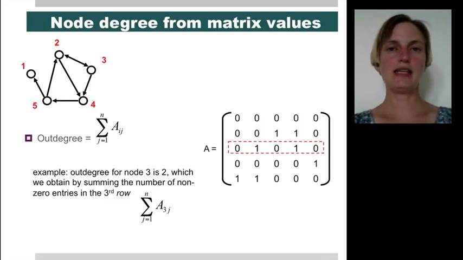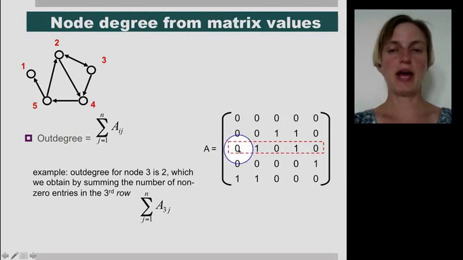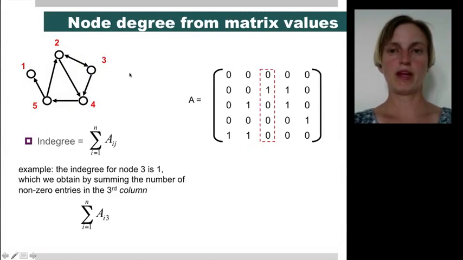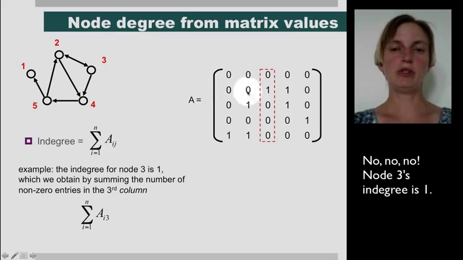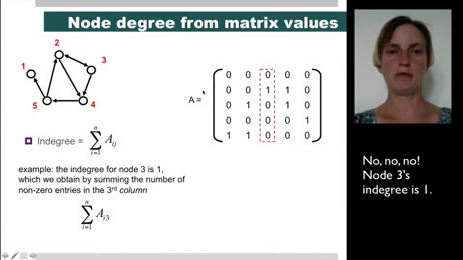We can calculate these values from the adjacency matrix. For out degree, we're just summing the non-zero entries in a given row. So here the third row tells us that node number 3 has 2 outgoing edges. So its out degree is 2. On the other hand, from the column, by summing the non-zero entries, we find that 3 has 1 incoming edge, and that is from node number 2. So its in degree is 1.